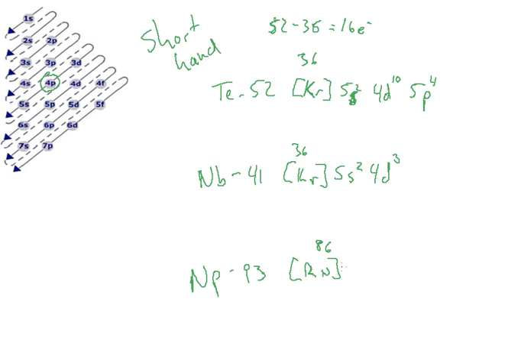To go from 86 to 93, all we need to do is add 7. So we're going to pick up where radon leaves off, and this gives us 7s2, and that gets us to 88, and we just need 5 more. Then after 7s we end up with 5f, and we're just going to put 5 electrons in there. That'll get us up to the 93 that we need. So 88 plus 5 will give us 93.